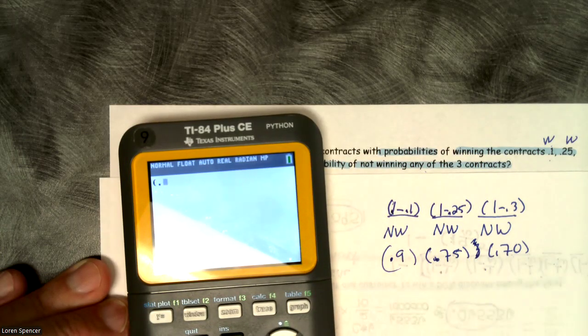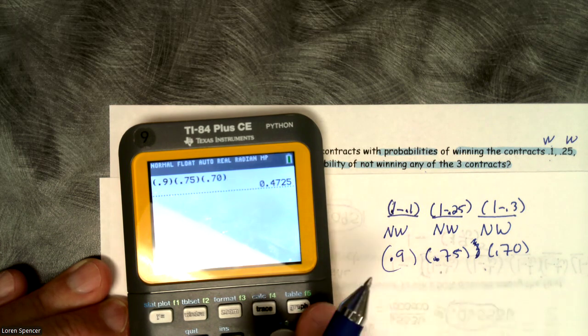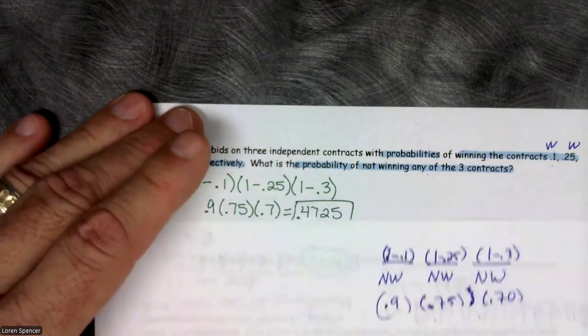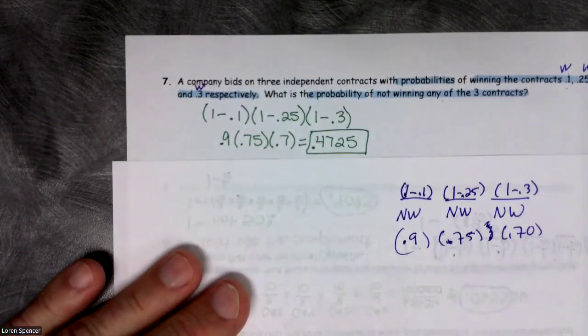So parenthesis 0.9, parenthesis 0.75, parenthesis 0.7. And we get 0.4725. We want 4 decimal places, and there we go. All right.